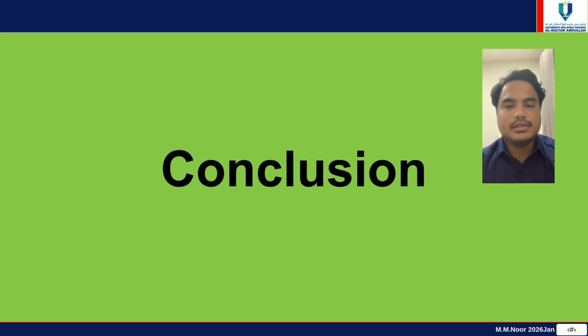Conclusion. In conclusion, this project shows how DMAIC can be used to solve a real service problem in a structured and practical way. Each phase contributes to understanding, improving, and controlling the cafeteria waiting time issue.